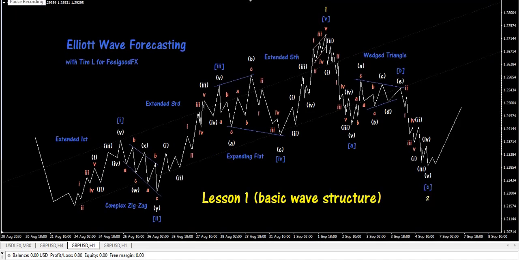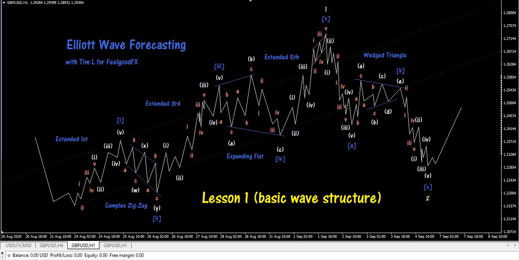Okay, so that's it for our impulse waves. Now let's take a look at our corrective waves. Corrective waves, like I mentioned in the beginning of the video, we label them A, B, C, or A, B, C, D, E, or W, X, Y, X, Z. So we're going to assign them a letter instead of a number. Okay, now here, like I told you in the beginning of the video, man, there's so much information on Elliott wave. There's so many different types of patterns that we need to learn. So I've tried to put as many as I can inside here.